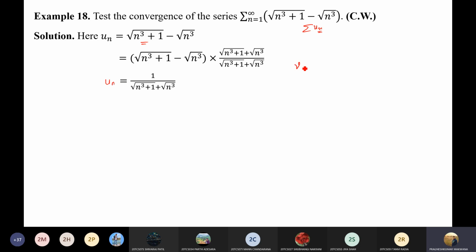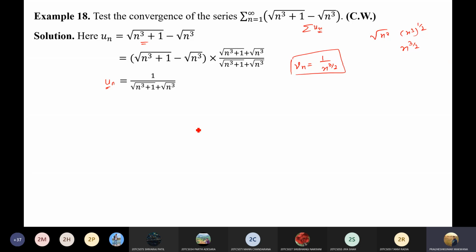Now anyone can say what is a vn? By using this un, it is 1 upon root n, n raised to 3 by 2. Here the power is p equal to 3 by 2. You can see that. Root n cube and root n cube, that is n cube raised to 1 by 2. So you can rewrite this as n raised to 3 by 2. So here Vn is this one.